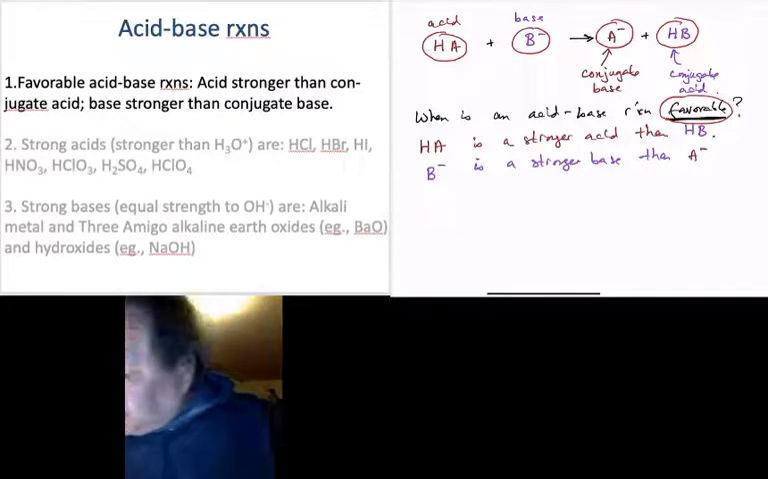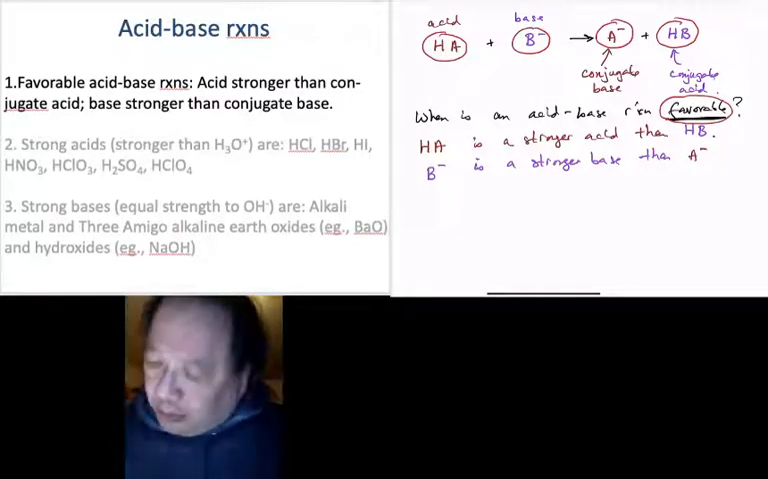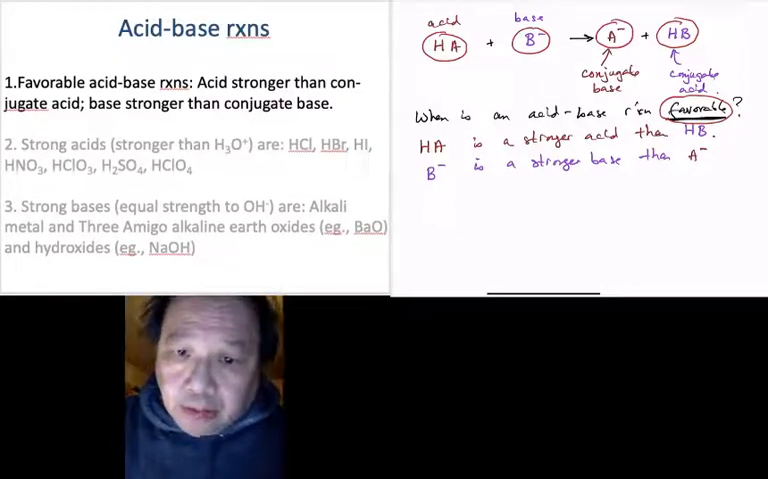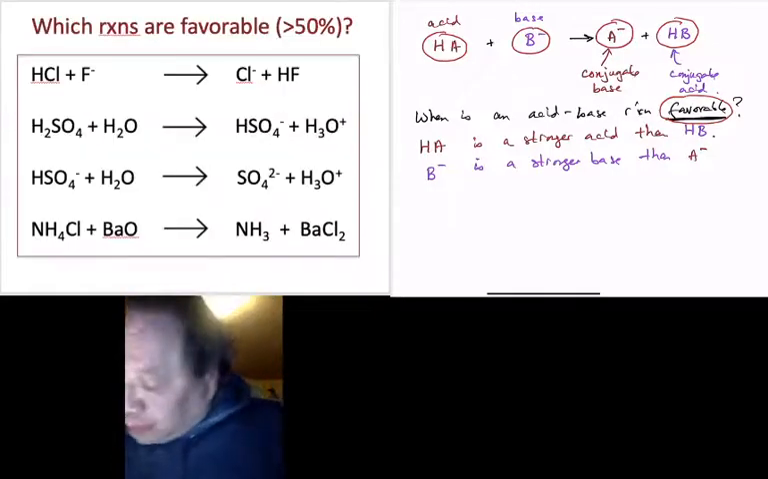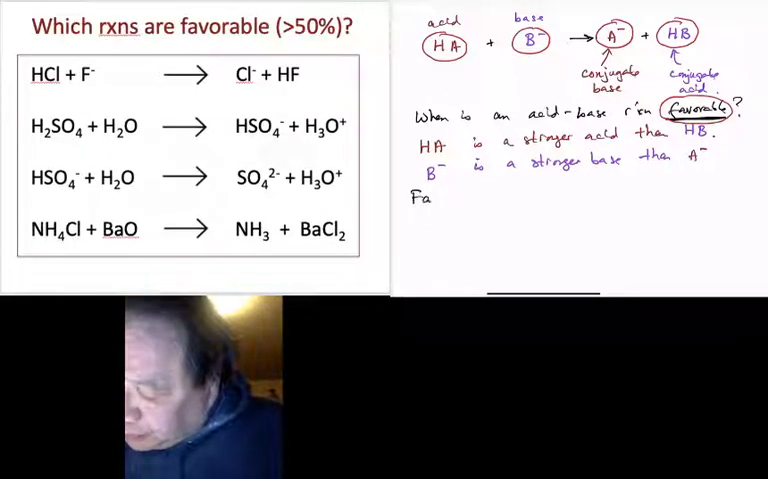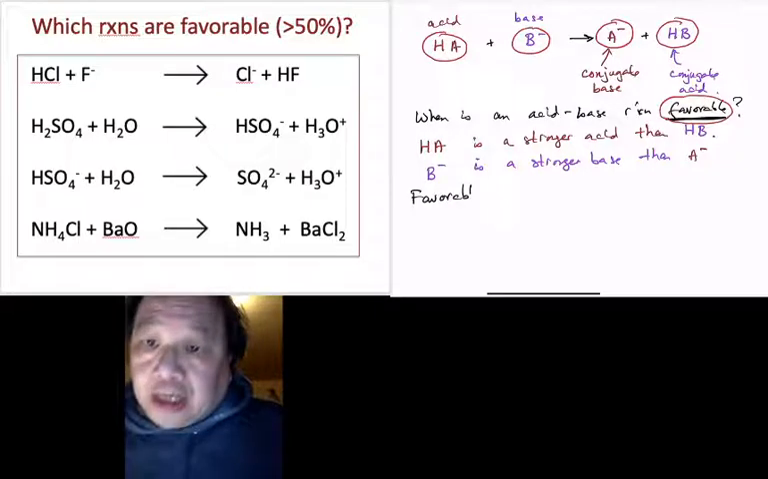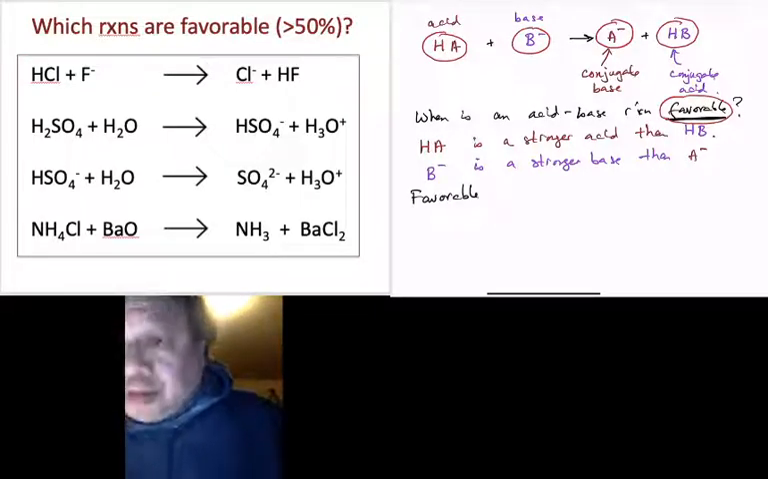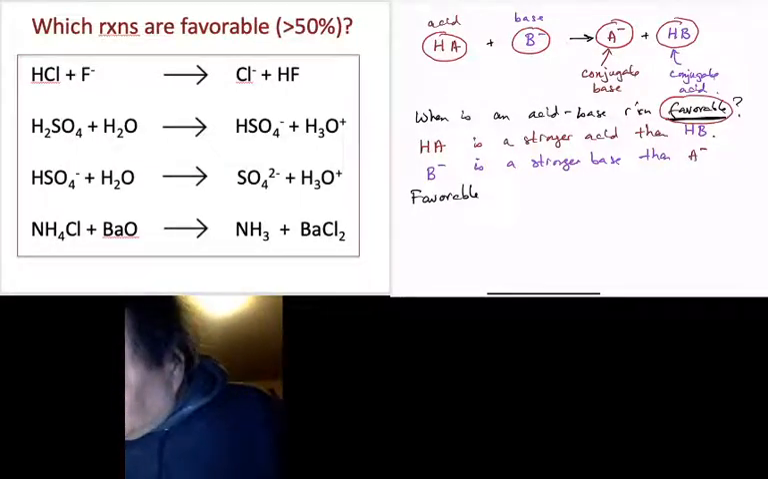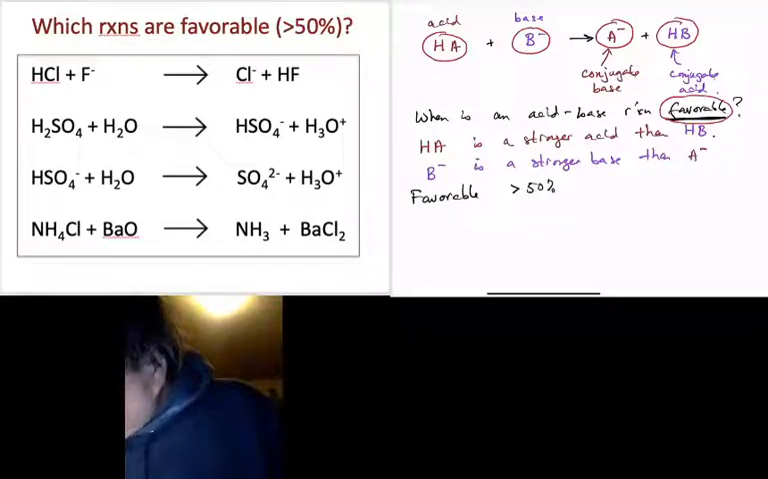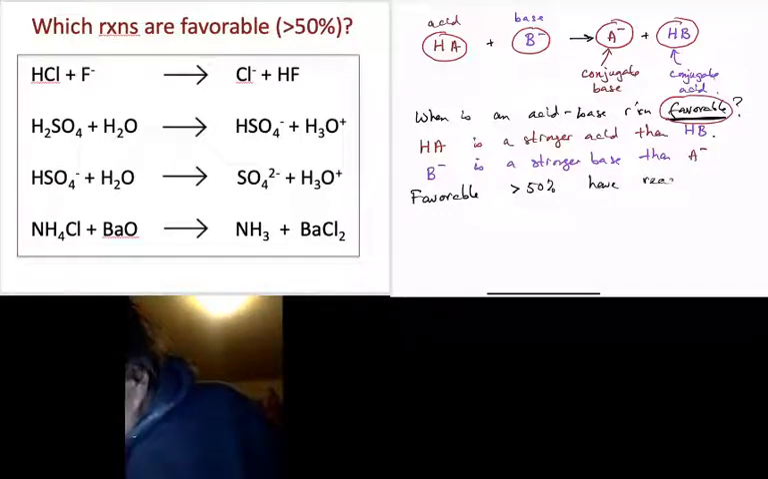And by favorable, we mean, let me put that here, by favorable, we mean when the reaction is all said and done, it's reached completion, greater than 50% of the reactants have reacted. That's the exact definition of favorable.